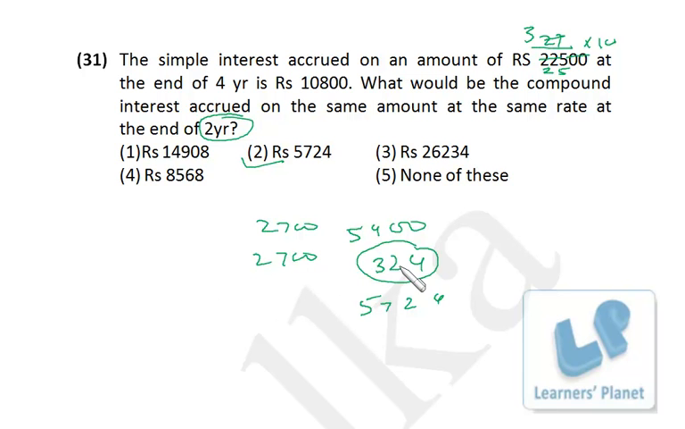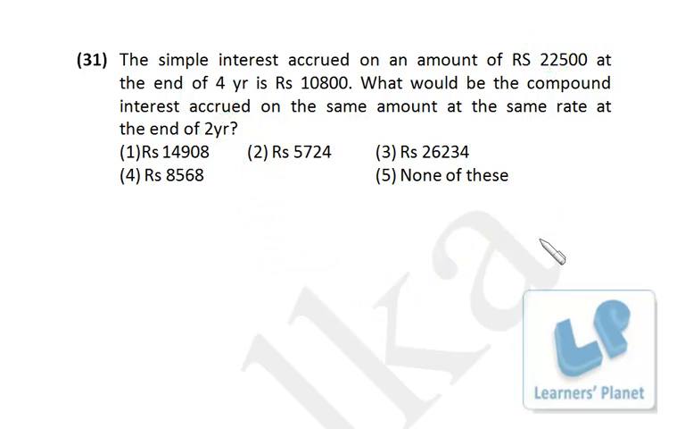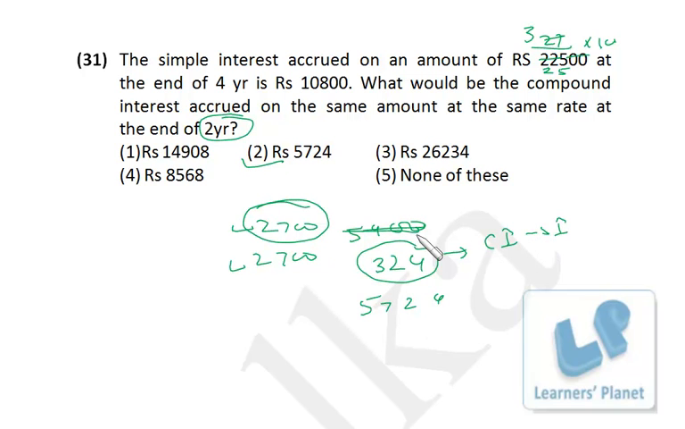So if you do the problem like this, you'll be able to solve this problem in less than a minute, right? This is the simple interest for the first year, simple interest for the second year, and we find the rate of interest as 12%. So find out 12% on this, so that will be this figure. So this is the difference between CI and SI for 2 years. So this is the difference, this is SI, so CI will be 324 plus simple interest for 2 years, so that the final answer will be 5724, right?